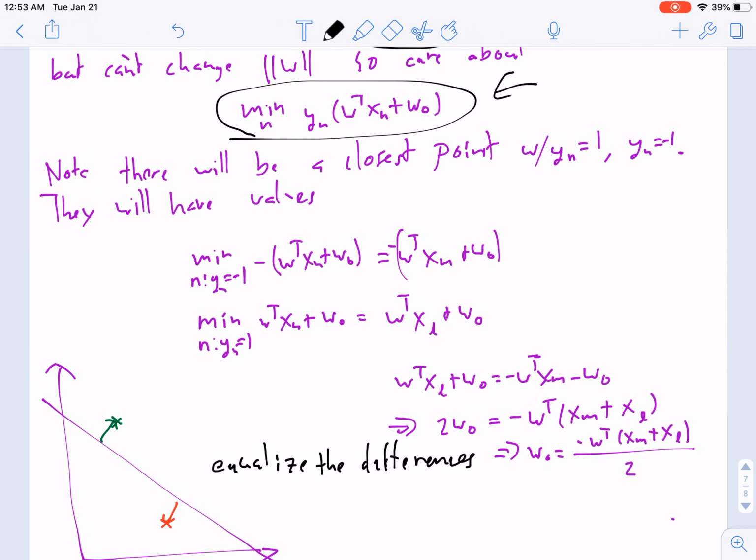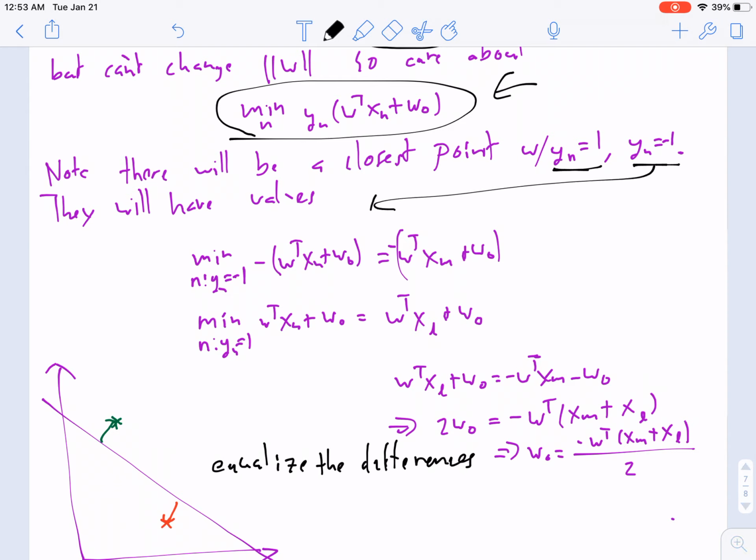So how should we think about this? There's a couple of ways of going about it, but I think the easiest way is that there's going to be a closest point on either side of the decision boundary, of the hyperplane. There's going to be a closest point on the side yn equals 1 and a closest point on the side yn equals -1. So we can write those points out mathematically.